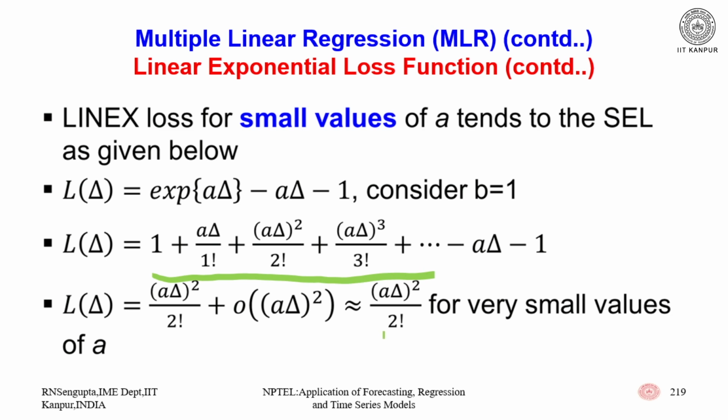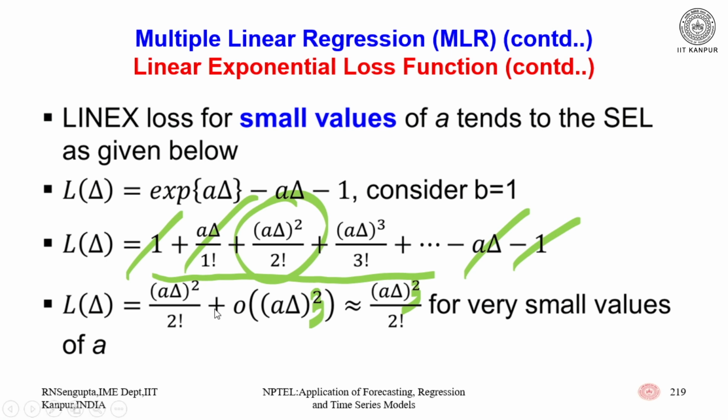So, terms of order 3 and higher can be neglected, which means 1 cancels, a delta cancels, and the only component left is the squared error. Which means that for very small values of delta, the LINEX loss can be approximated by the squared error. And this you have also seen in the Excel sheet.